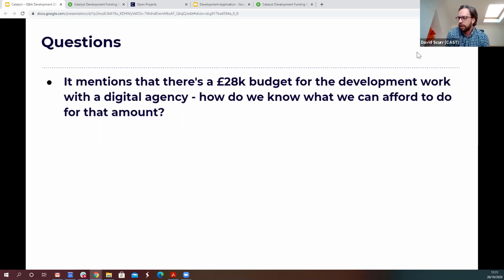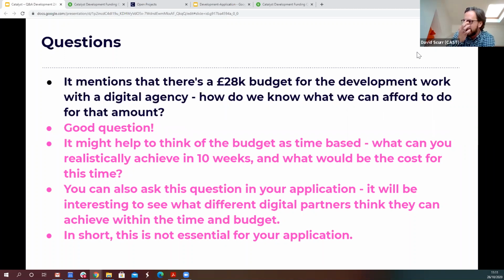So the first question is around budget. It mentioned that there's a 28,000 budget for the development work with a digital agency. How do we know what we can afford to do for that amount? So that's a great question.